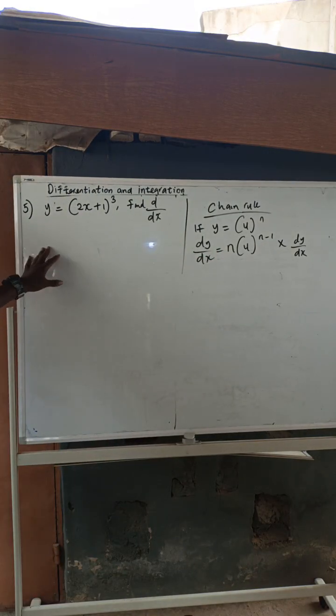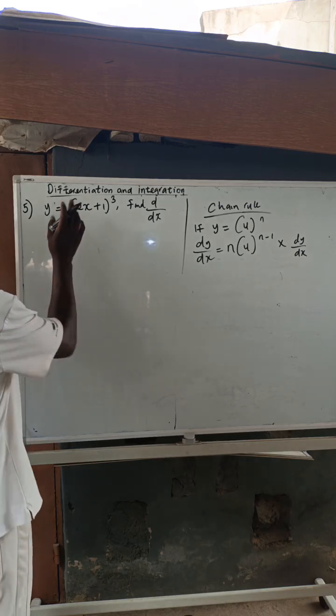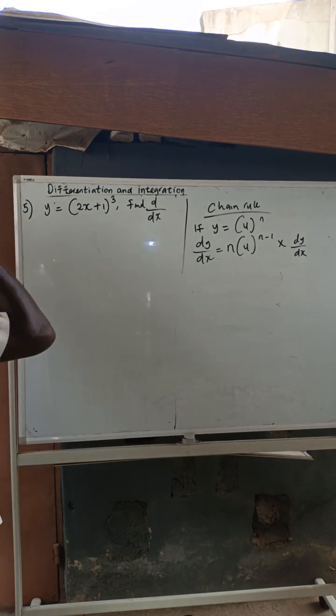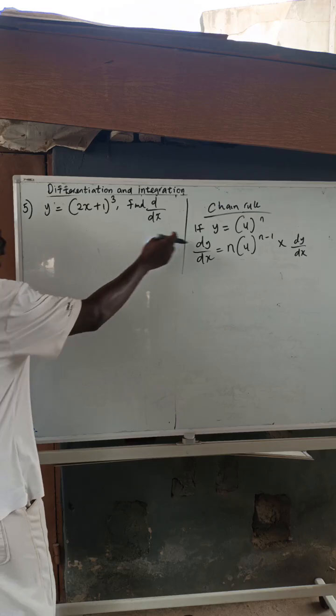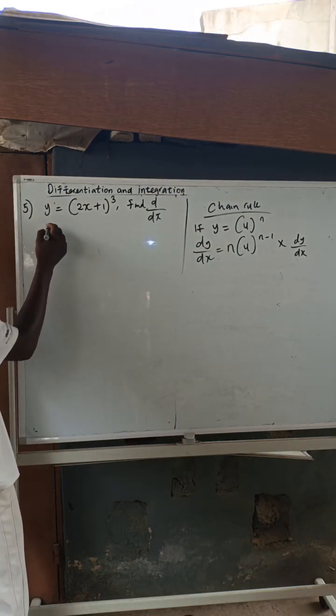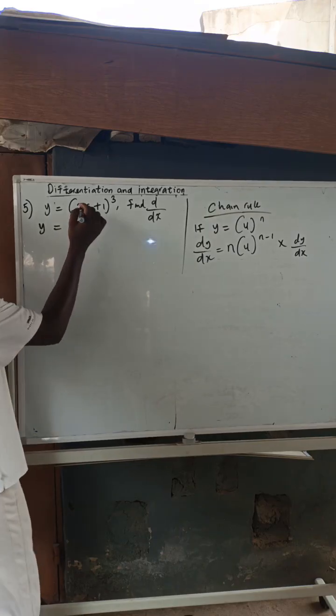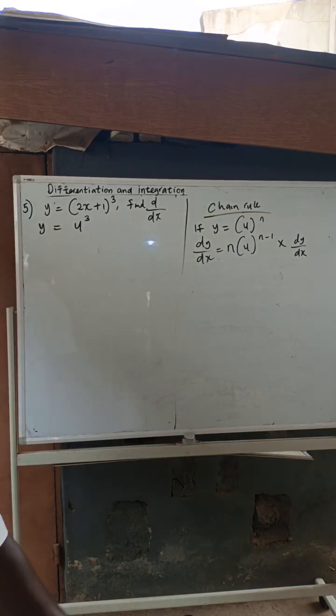Let's use this one as a very practical example for our chain rule. The first thing I need to do here is to differentiate. Now I want to label this one as my u, just like the question I've done there. So I'm going to say y is equal to u cubed. Take a look at that first. y is equal to u cubed.